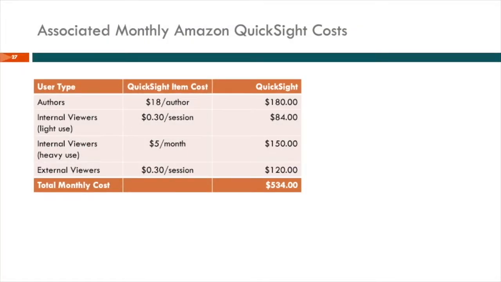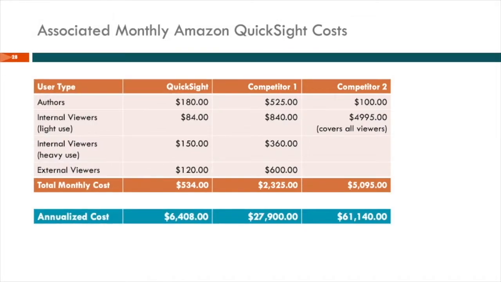So let's look at it there. So now for authors, we're looking at about $180 a month because now we've got about 10 of them. We're looking at about $84 a month for the light internal users and $150 for the heavy ones. Remember, we're maxing out at that $5 limit. And we're looking at about $120 for the external viewers. So we're up to about $530 a month, $535 a month, right?